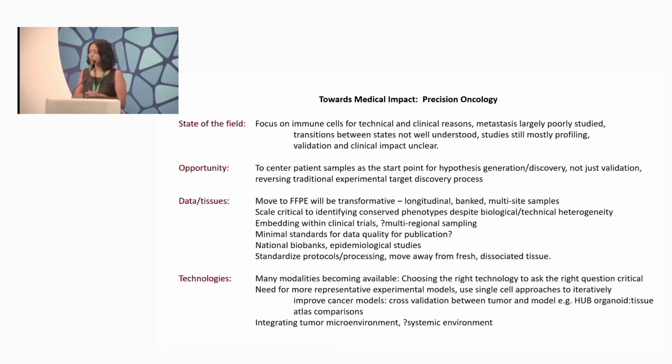So we reviewed the state of the field at the moment. Most of the studies out there have focused on immune cells, for both technical reasons and for clinical reasons in terms of accessibility of blood and other tissues. Metastasis, which is what kills most people with advanced solid cancers, remains largely poorly studied, although efforts are ongoing. Transitions between cell states are not understood, and clinical impact remains unclear at the moment.